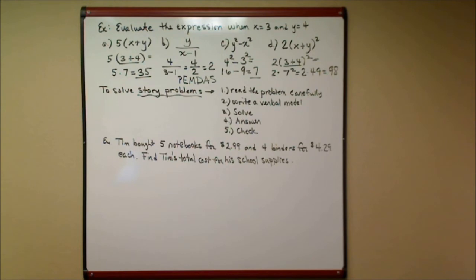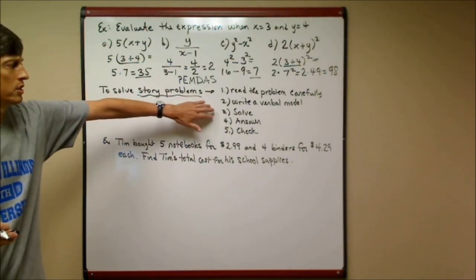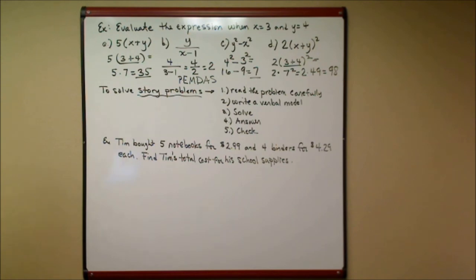Now I'm going to make a quick mention of some story problems that are coming up in this chapter and in the next chapter. And we need an approach, a plan. To solve certain types of story problems, this is going to work probably pretty well for you. Or there are slight deviations of it, but for the most part, we read the problem carefully. We write a verbal model. That's where we translate words into symbols. We've done that before. We solve, we answer, making sure of proper units, and then we check to make sure that the answer kind of makes sense to the problem.